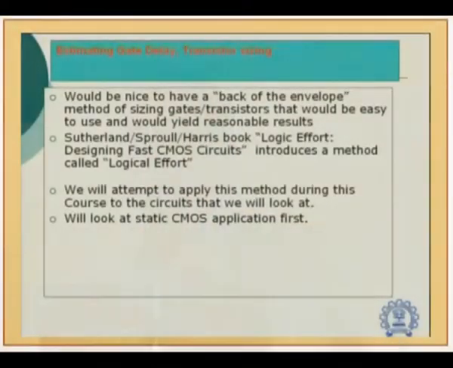Now this is where, after giving you a lot of introduction, I think I spent too much time, but I thought it was necessary, because you should not feel that something these people did or something I am telling is great. Actually it is derived from very simple thinking. It would be nice to have a back-of-envelope method of sizing gates and transistors that would be easy to use and would yield reasonable results.